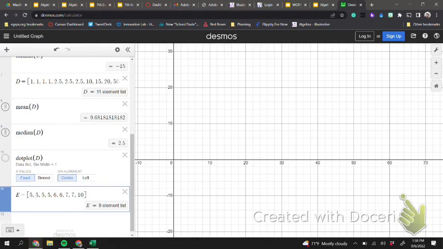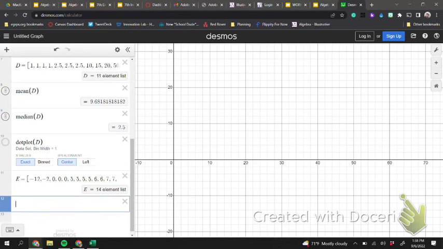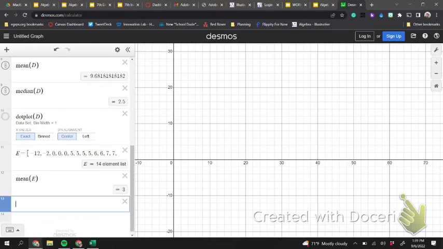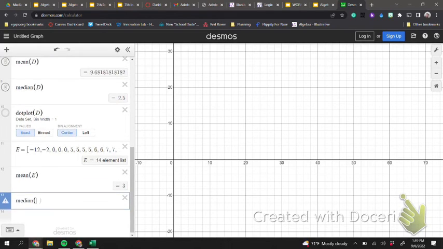So if I want to pull it low, I'm going to need some small numbers. So maybe like 0, 0, 0 would work. And let's even put it on like a -2. I'm going to throw a -12 in there. Okay, so let's make sure. Mean of E, is it less than 5? Is my average less than 5? Okay, let's make sure my median is 5.